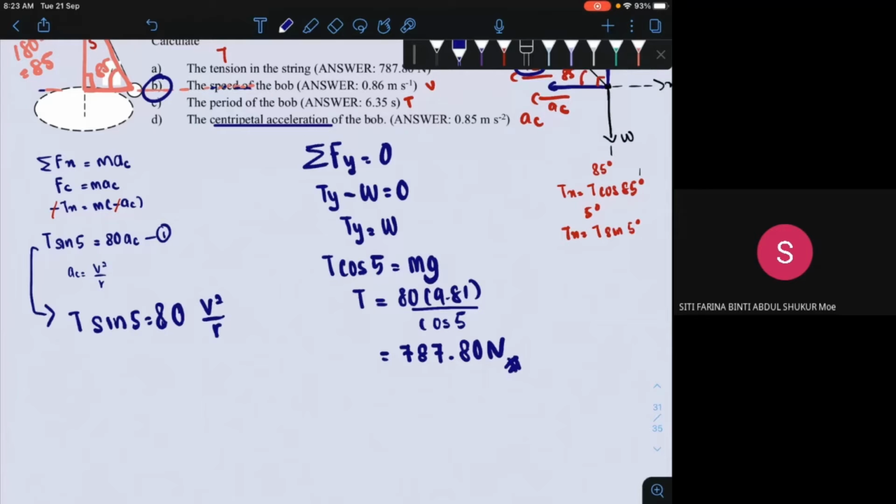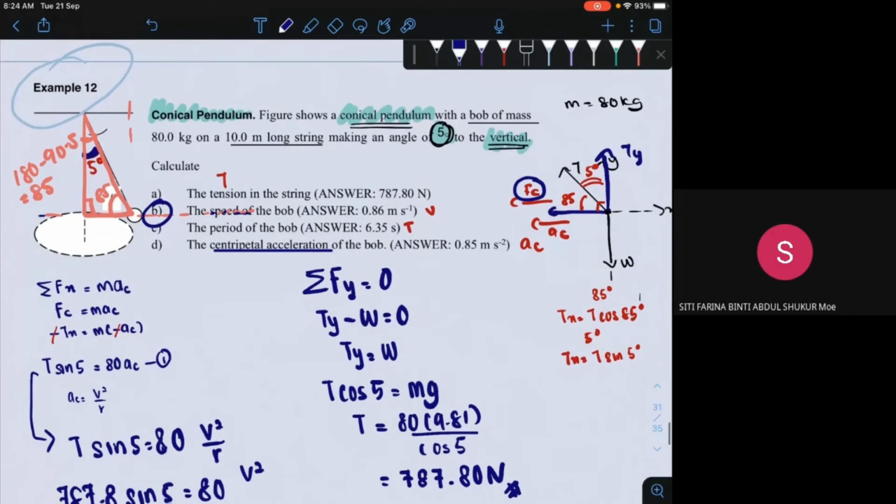And then T adalah 787.8 sin 5 sama dengan 80. V is what you're looking for. R. So you have to find the R. R adalah radius of the circle kamu. Radius of your circular motion dekat sini. So radius kamu duduk dekat mana? This is the radius. Ini adalah R kamu.